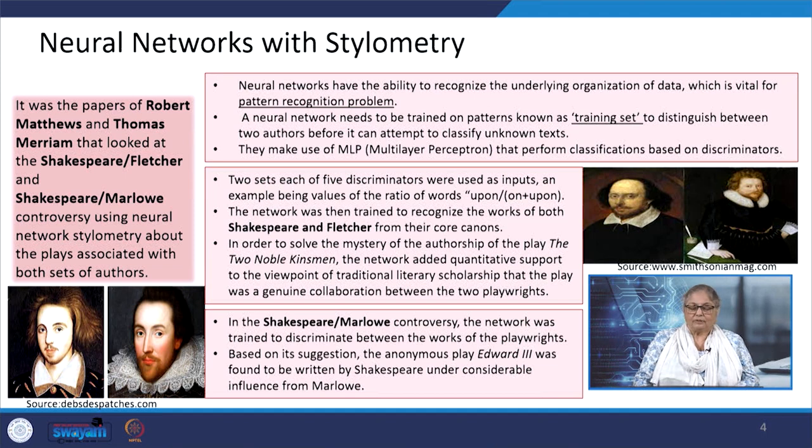In the Shakespeare-Marlowe controversy, the network was trained to discriminate between the works of the playwrights. Based on its suggestion, the anonymous play Edward III was found to be written by Shakespeare under considerable influence from Marlowe. The authorship of Double Falsehood, a play by Lewis Theobald, has also been contested, whether it might have been written by Shakespeare or Fletcher. Researchers quantified the complexity of their language to identify the play as the work of William Shakespeare.